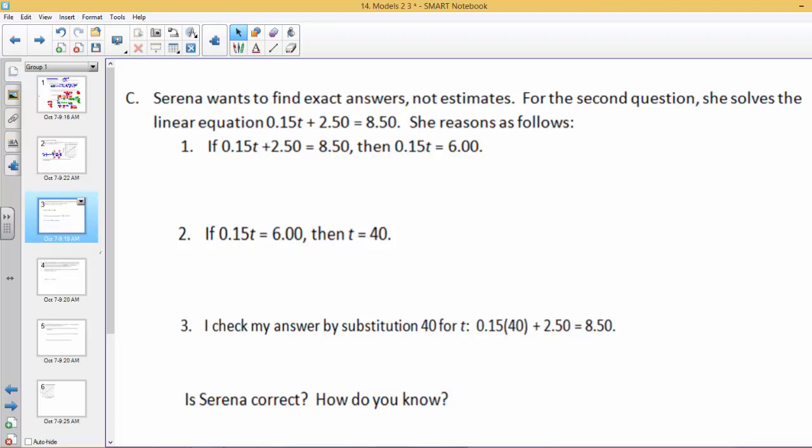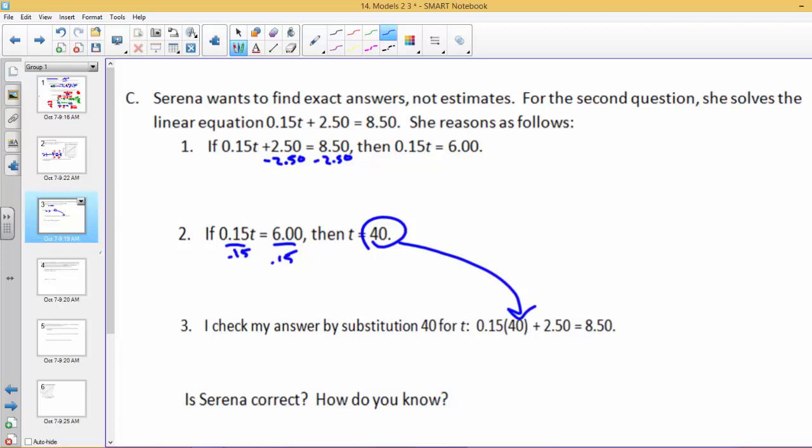So if you want to find exact answers, we've already done this, but you would subtract 250. That's how you would solve this. Then you get 15 cents equals $6. And then you would divide by the 15 cents. And then the answer would be 40, and then you would check to see if 15 times 40 plus 250 equals 850.